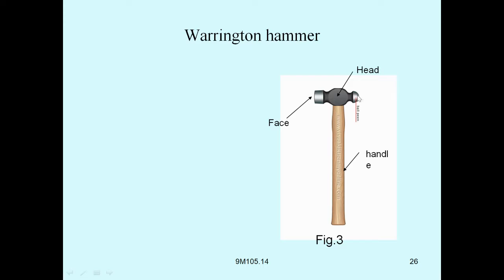This is the ball peen. It looks like a half ball, so we call it ball peen. This is a pin which is in the shape of a ball. This will be the steel head and the face, and this long part is called the handle, made up of wood. These hammers are mostly used for bench work and light work.